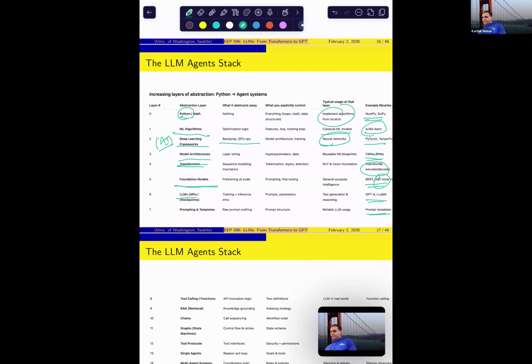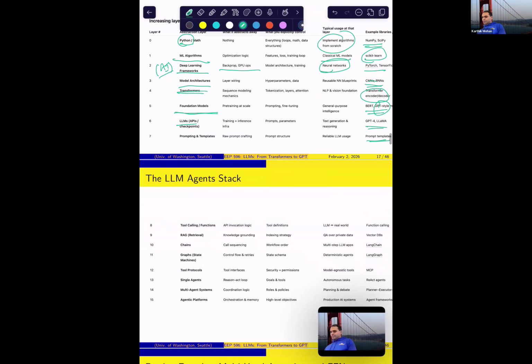And then we had prompting, and we have tool calling, so LLMs interacting with the real world. So we'll cover tools in a bit. And then we have RAG.